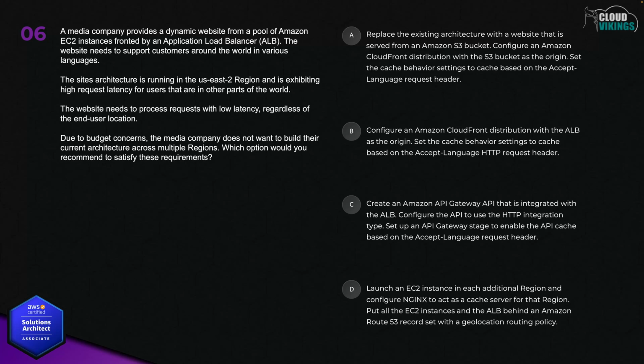C. Create an Amazon API Gateway API that is integrated with the ALB. Configure the API to use the HTTP integration type. Set up an API Gateway stage to enable the API cache based on the accept language request header. D. Launch an EC2 instance in each additional region and configure Nginx to act as a cache server for that region. Put all the EC2 instances and the ALB behind an Amazon Route 53 record set with a geolocation routing policy.